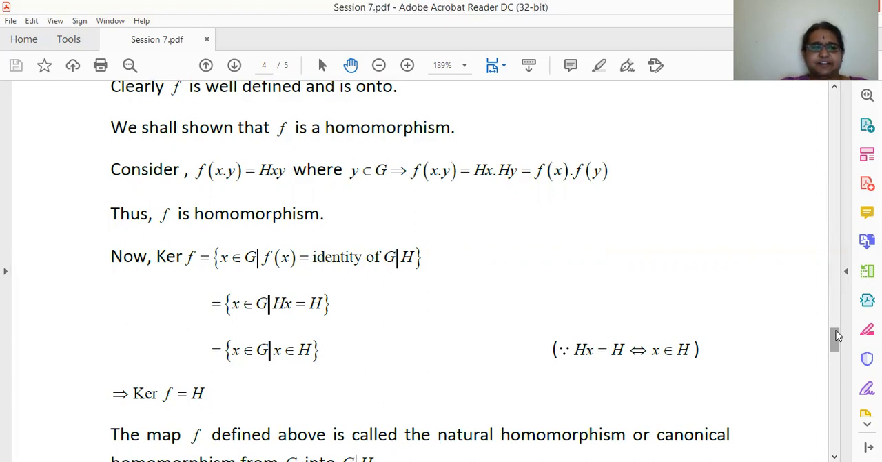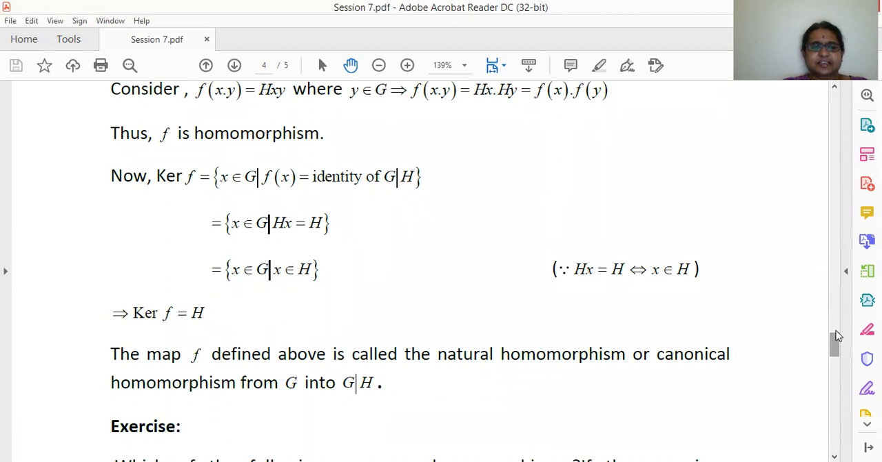The mapping F defined above is called a natural homomorphism or canonical homomorphism from G into G dash. That is, the homomorphism from G to G by H is called the natural homomorphism.